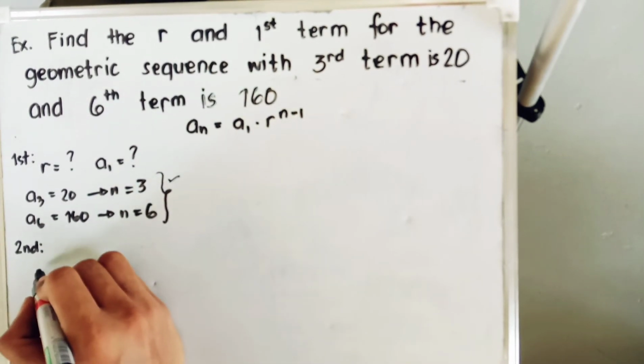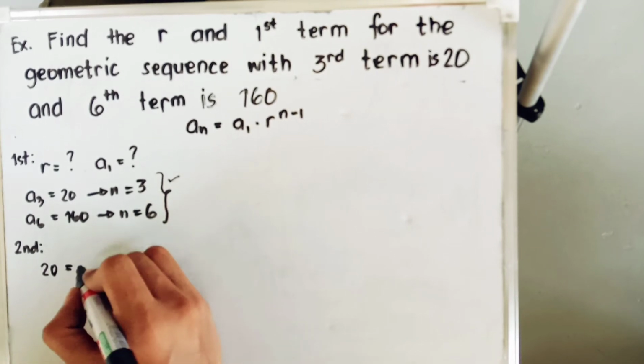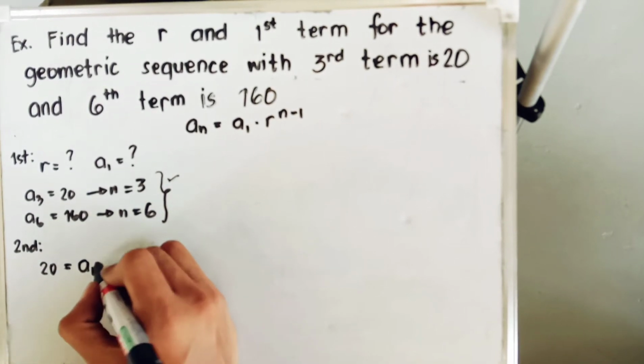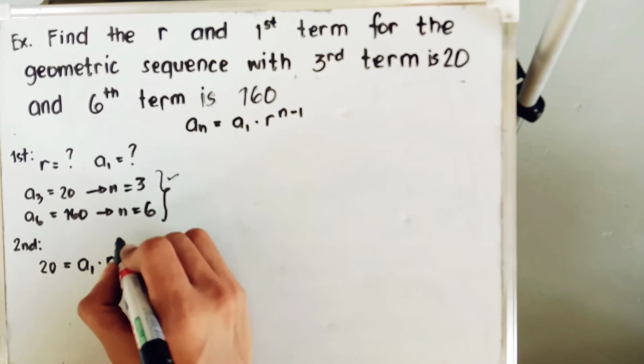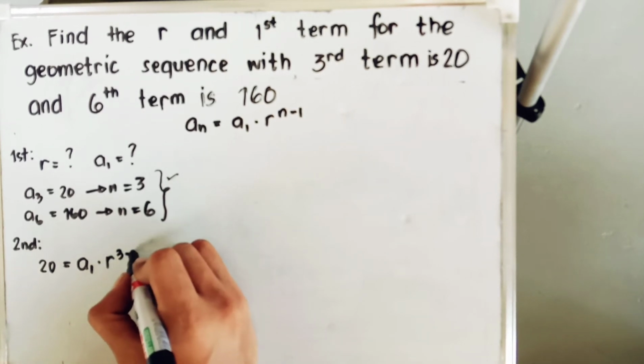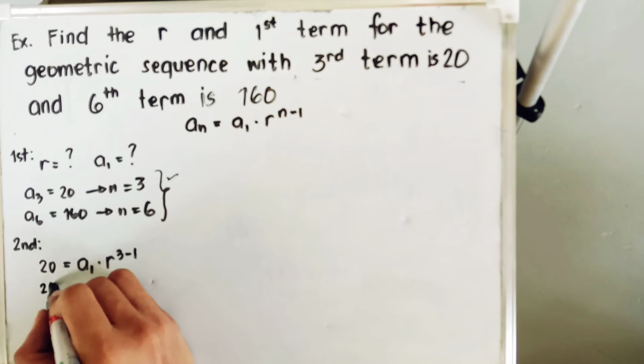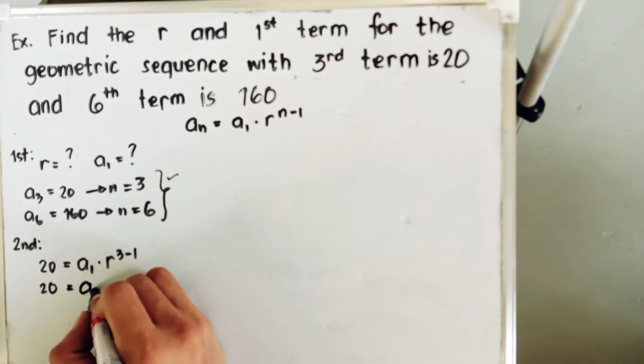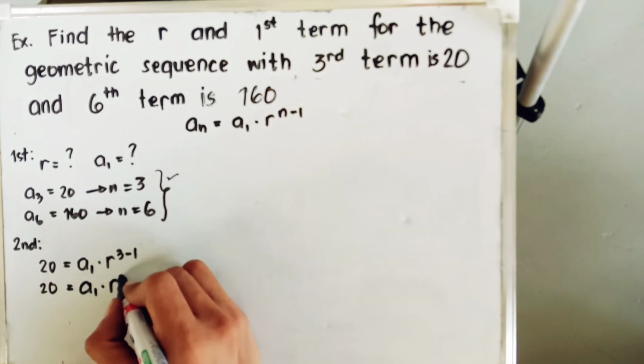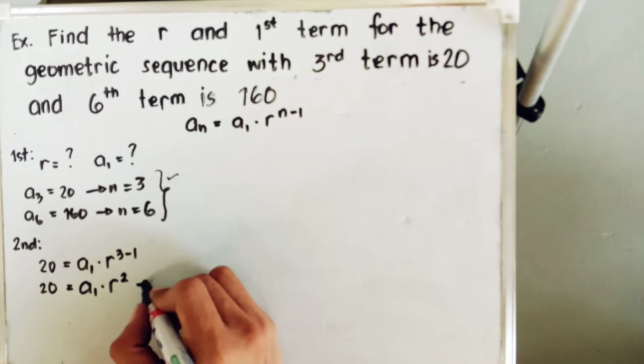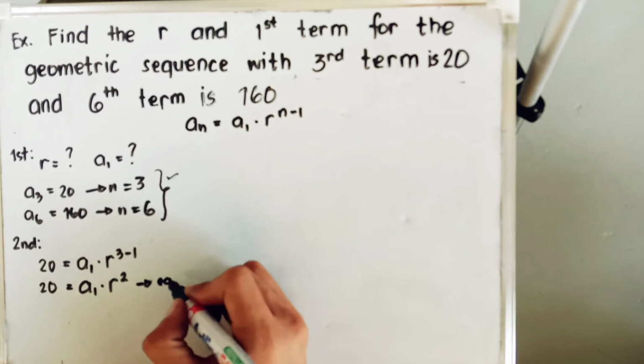We have a sub 3, which is 20, is equal to your a sub 1 times your common ratio to the power of n, which is 3 minus 1. Then we have 20 is equal to a sub 1 times r to the power of 2. And this will be your equation 1.